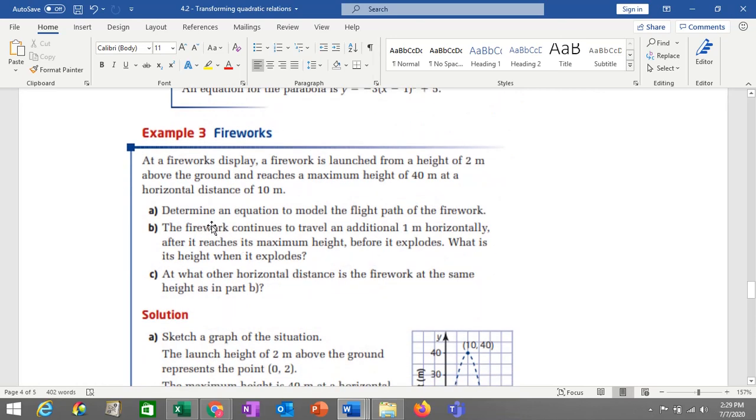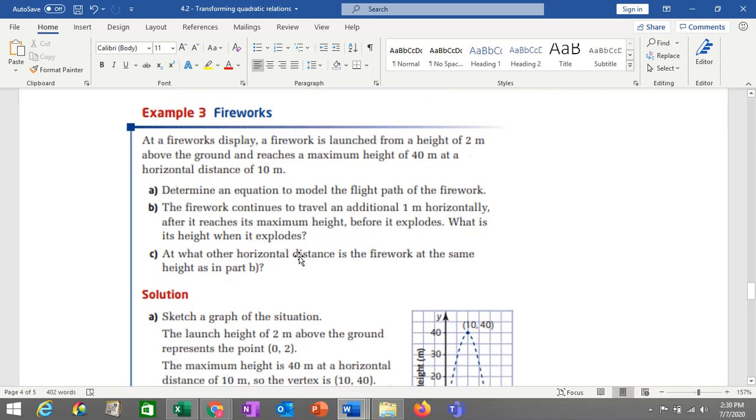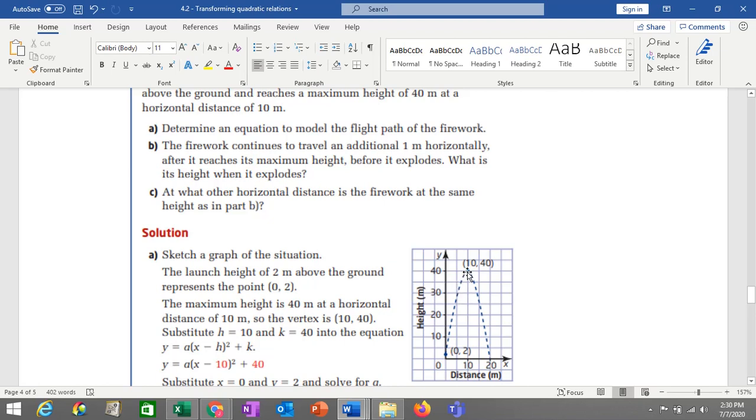Part B. The firework continues to travel an additional 1 meter horizontally after it reaches its maximum height before it explodes. What is the height when it explodes? Okay, so what is this saying? Well, this is saying that the firework reaches its maximum height, but it doesn't blow up here. It keeps traveling for another meter, so it starts to fall, and after it travels another meter horizontally, it blows up. So it's going to blow up somewhere here. We want to know what is the height when it explodes. So it's going to be lower than 40, but we don't know exactly how high.